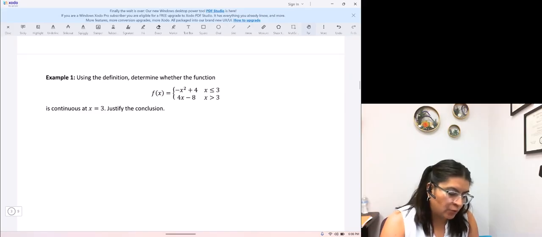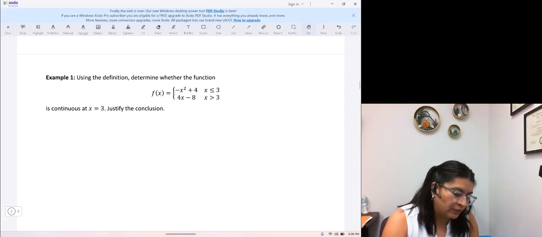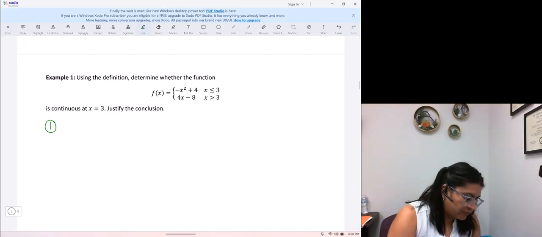So this is an open down parabola, but it's only a portion of it. It says when x is less than or equal to 3. The second formula, it's a line. It's an increasing line, but it's only a portion of it. This is for x greater than 3. So the three conditions don't change. The first one says find f of 3.